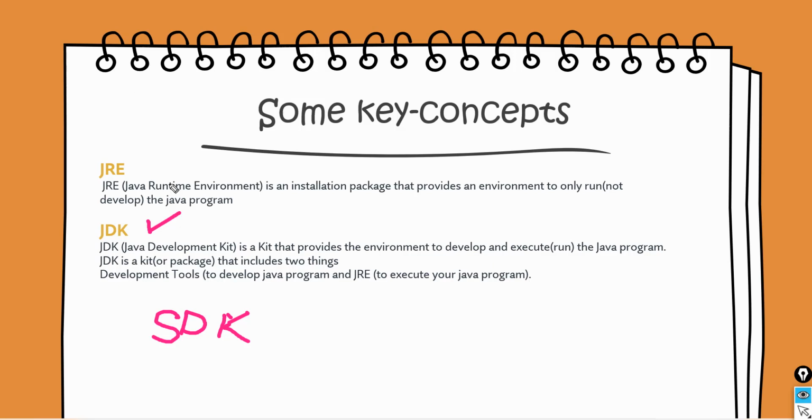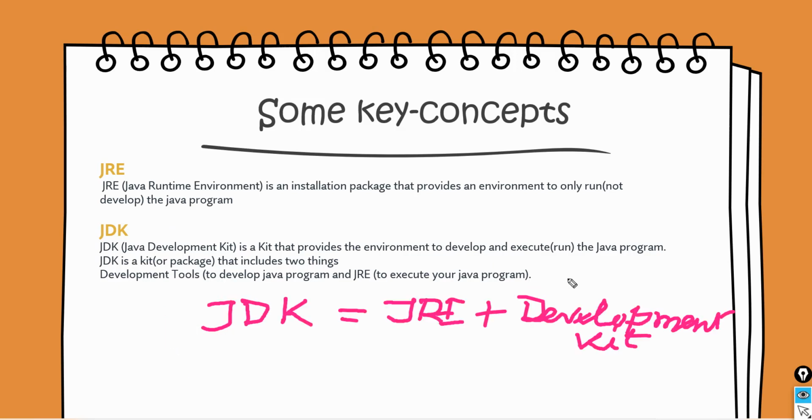JDK is a software that has some development kit, and it also has a JRE, so we can develop and run our program. I think it's clear now.